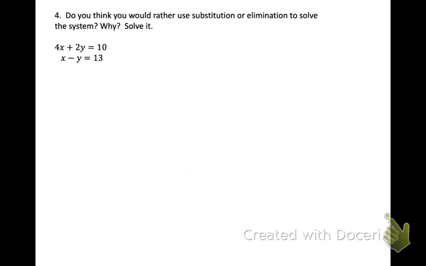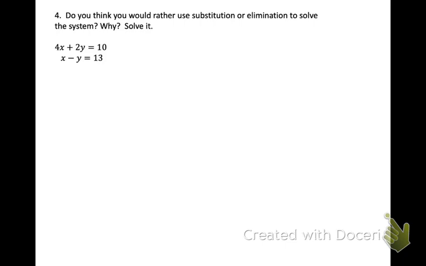Do you think you'd rather use substitution or elimination to solve the system? And then why? So pause the video, look at that. There's no right or wrong answer. You could use either method. And then when you come back, I'll show you which method I chose. Make sure that you make a choice and then write why.